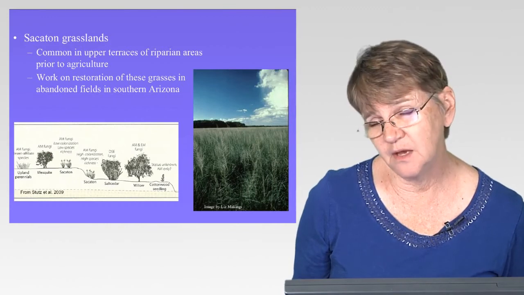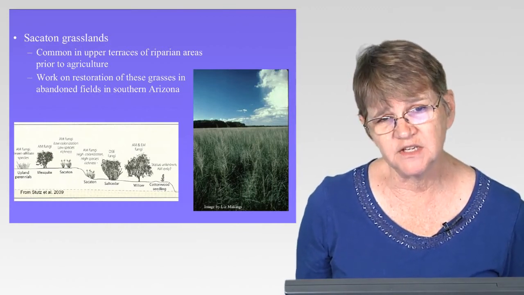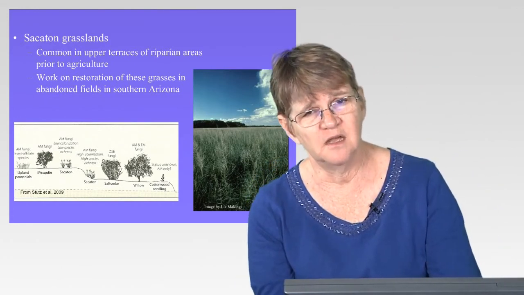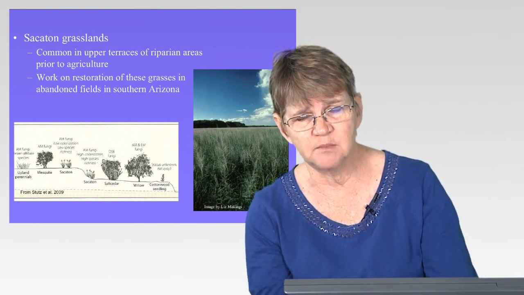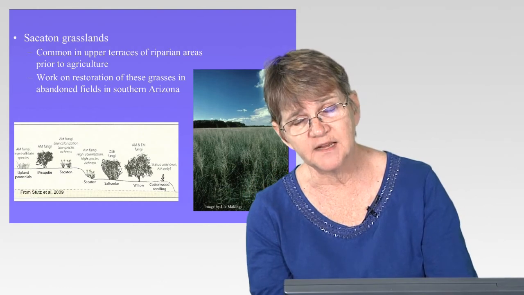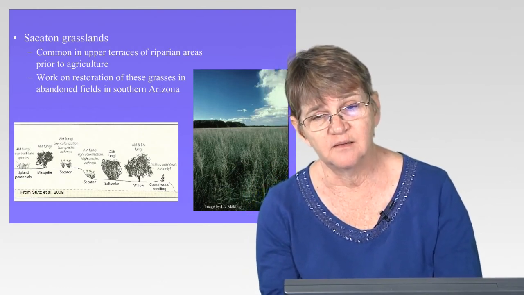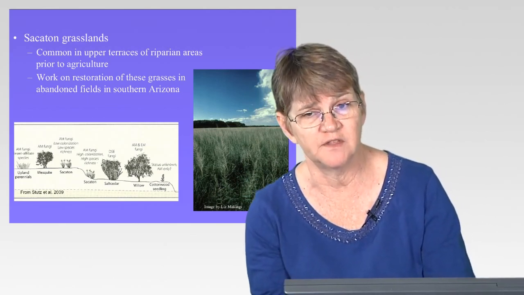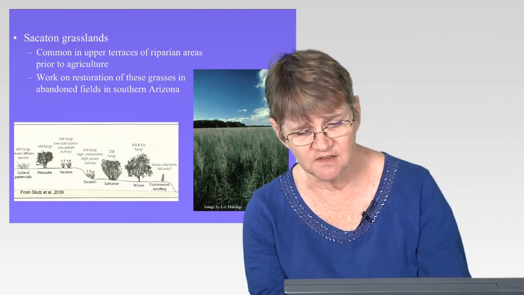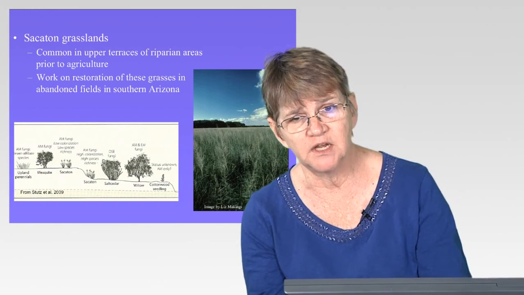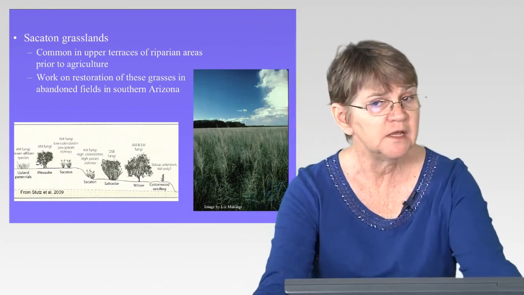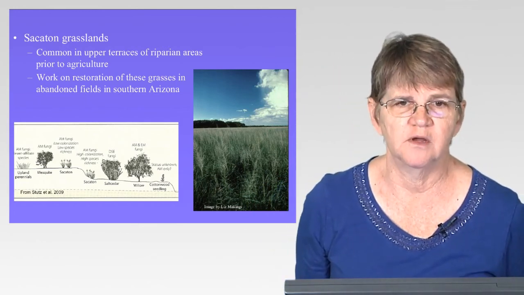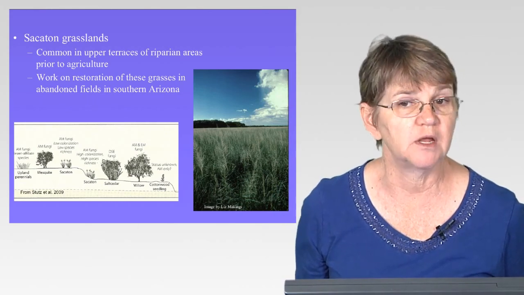So another type of research we've done in riparian areas is looking at these Sacaton grasslands. As I said before, these are common in upper terraces of riparian areas, and we can see an image on the right of what a natural Sacaton grassland looks like. The big plants in the background are actually cottonwoods on the channel. So this is a wide expanse of area up from a riparian area that traditionally was in grasslands. Matter of fact, when the Spanish explorers came through southern Arizona, they talk about these giant grasses that came up to the shoulders of their horses as they were going through the area.